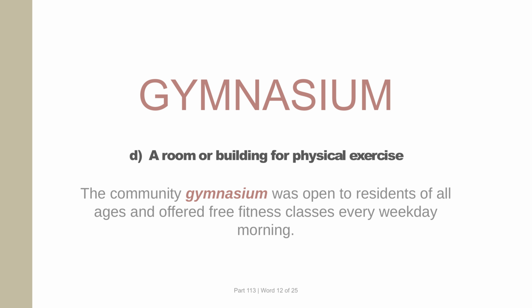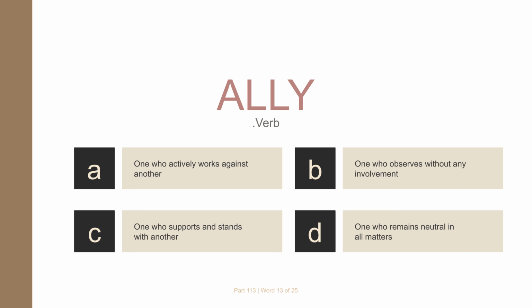Question 13. What is the meaning of ally? Option A. One who actively works against another. Option B. One who observes without any involvement.